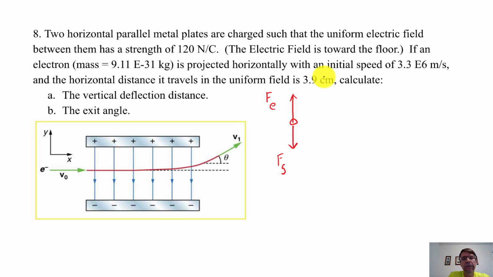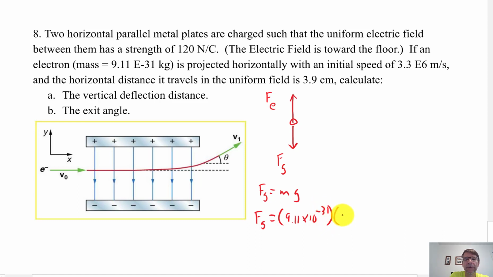I know the gravitational force is mg. So the gravitational force is the mass, which is 9.11 times 10 to the negative 31st, times, I'm going to use 10 this time just to show you that it's inconsequential here. It's insignificant. The force of gravity basically is going to be 9.11 times 10 to the negative 30th. Real close to that. 9 times 10 to the negative 30th newtons.